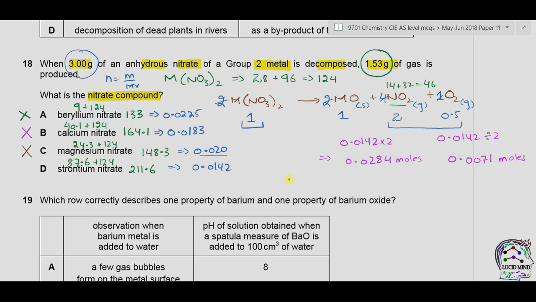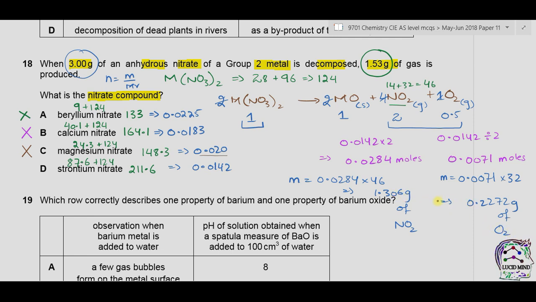Let's find out the mass. Mass is equal to moles into MR. So it comes equal to 1.306 grams of NO2. Similarly for oxygen, the mass equals moles into molecular mass of oxygen, which is 32. So it comes equal to 0.2272 grams of oxygen.